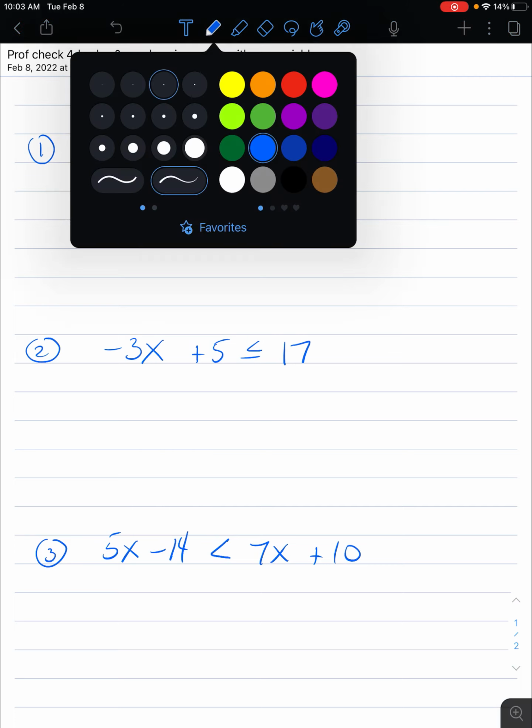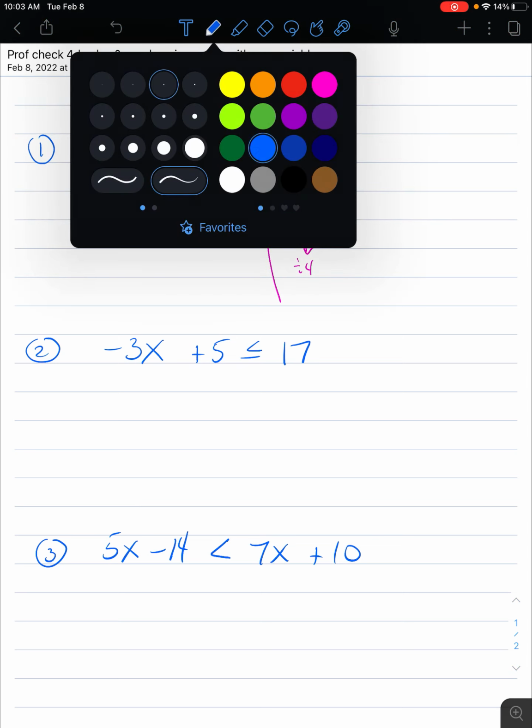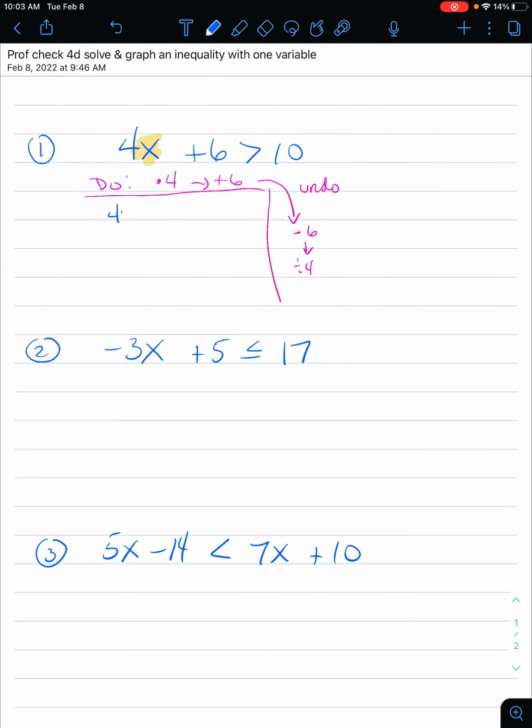So the do and undo steps for this: first thing done to x is multiply by 4, and then the second thing was to add 6. To undo those steps, we would subtract 6 and divide by 4. So the do and undo steps, you don't have to write them out that way, but if you'd like to, you can certainly do that to stay organized.